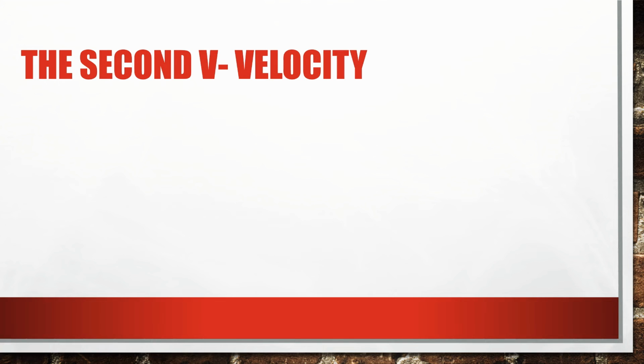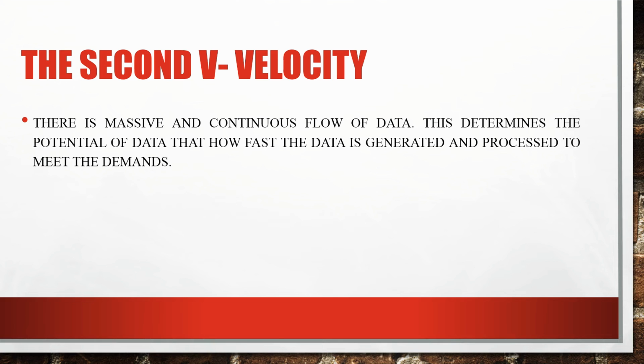The second V is velocity. There is a massive and continuous flow of data. This determines the potential of data, that is, how fast the data is generated and processed to meet the demands. Before the beginning of this video, I told you that big data is an emerging topic nowadays. If I say it is emerging and growing rapidly, that means the things inside that topic are also growing rapidly. That is why in big data, data is generated and processed to meet the demands of the information seeker. The speed is very fast, the flow of data is very fast, the growth of data is very fast, so the amount of data also grows very fast.